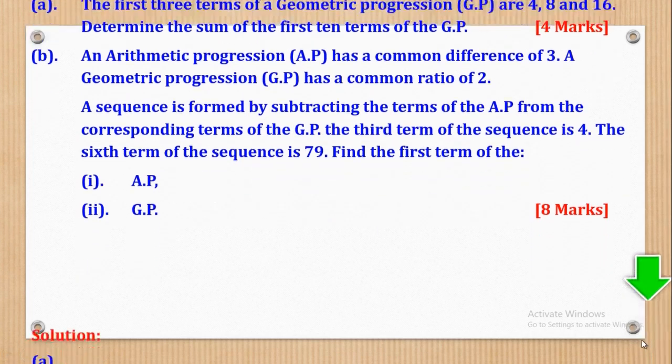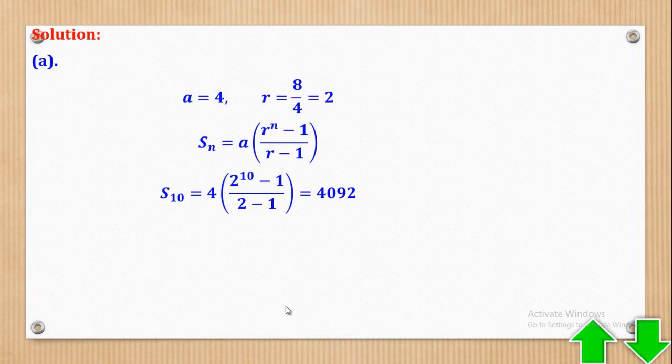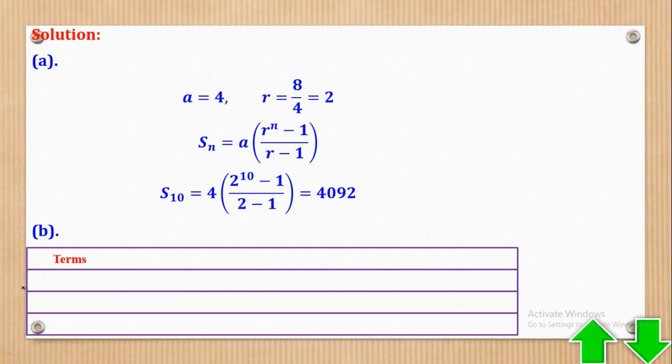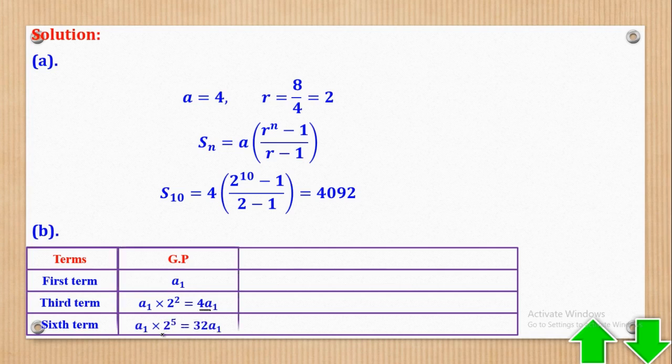So we shall come here, and it is easier to answer by tabulating. So what you are going to do, you are going to get the column of terms. We shall put first term, third term, and sixth term. So we shall start with the GP, because the sequence is got by saying GP minus AP. So GP, the first term is A1, second term will be AR, so the third term will be AR squared, but R is 2. So it gives you 4A1. Then sixth term is AR to power 5, which is 2 to power 5, so in the end you come up with 32A1. That is the GP.